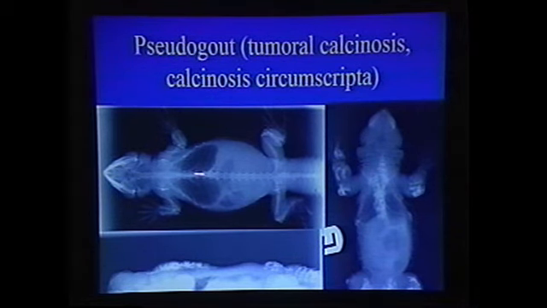This is normal spine from a uromastyx, and this is a distribution of pseudogout in the vertebrae and in the long bones or in the soft tissues adjacent to the long bones.